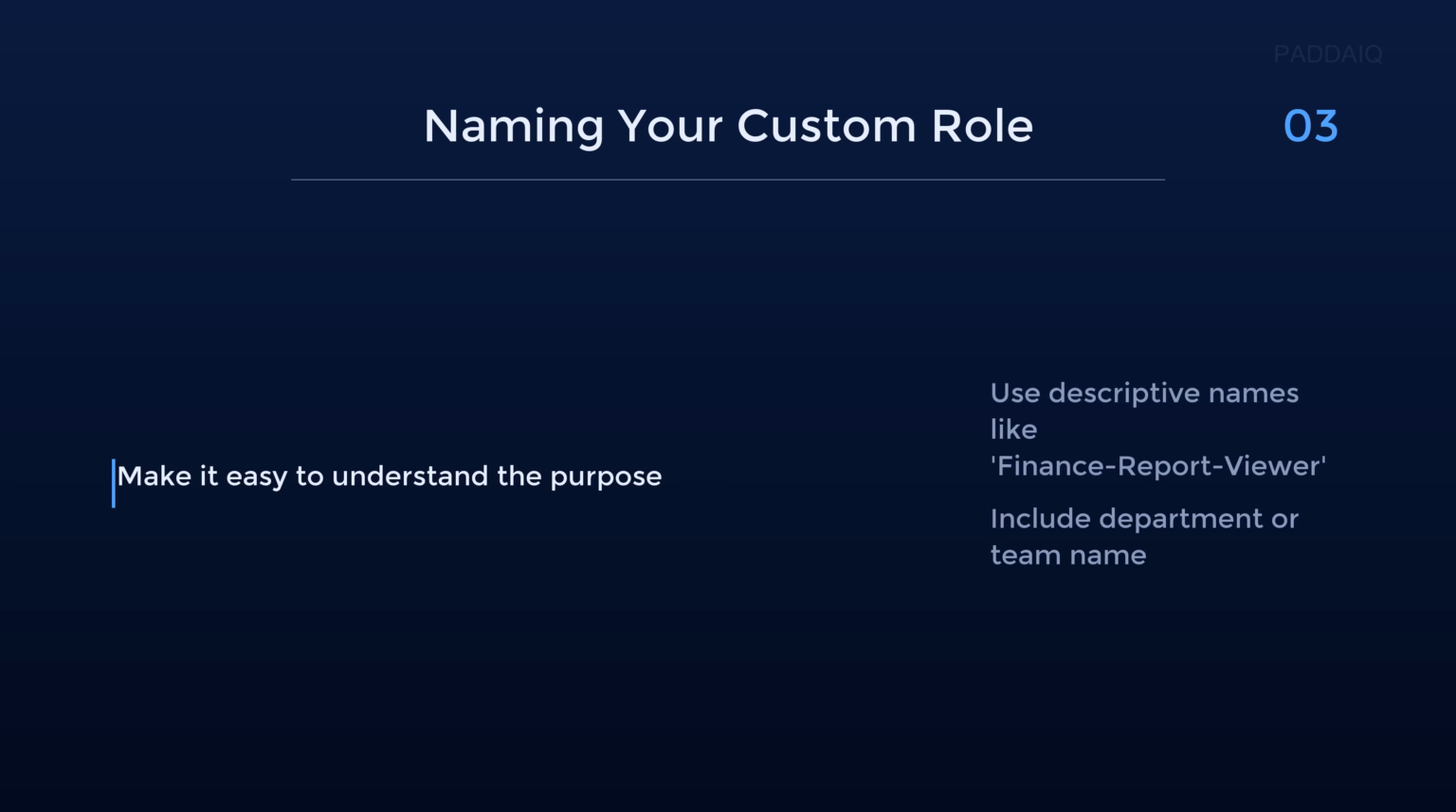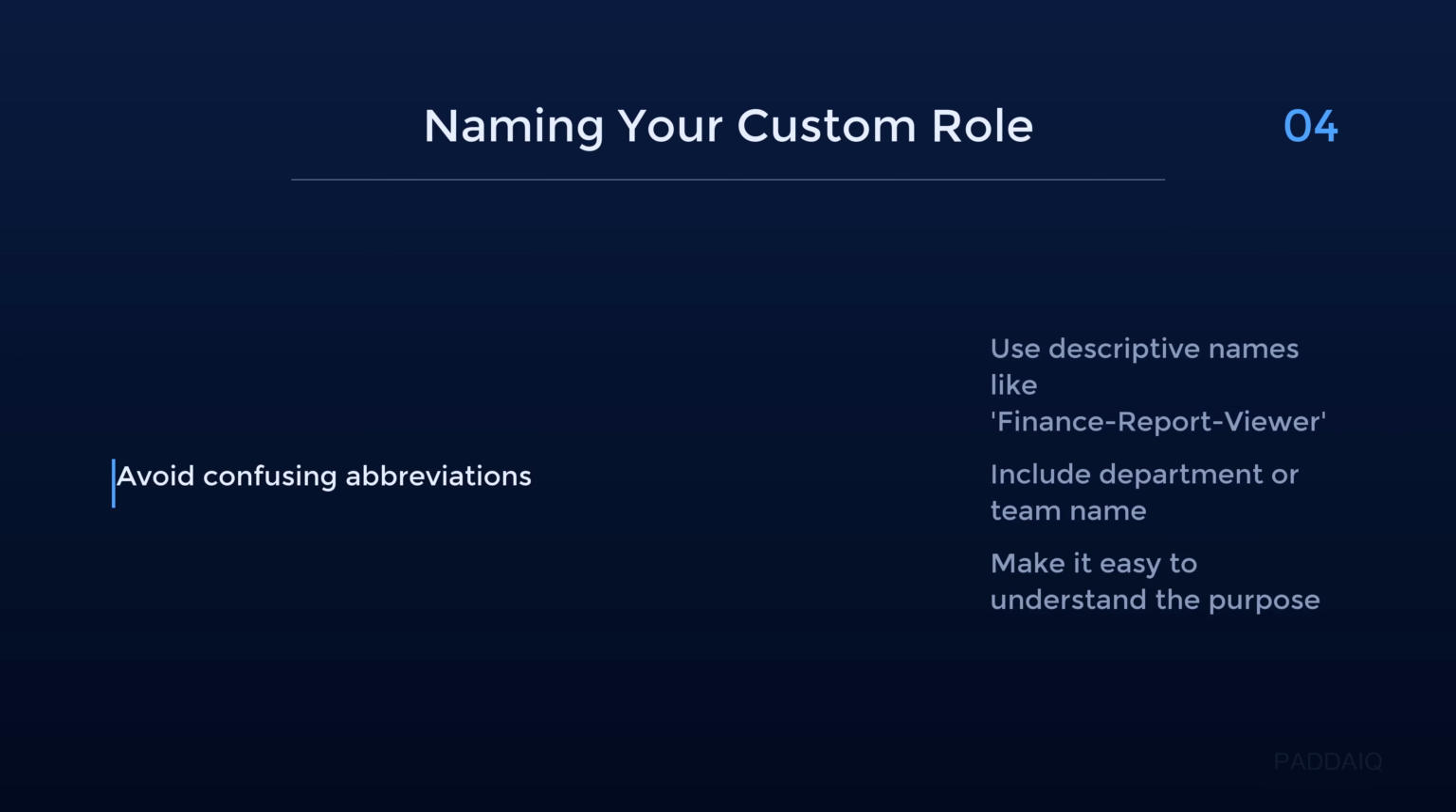Make it easy to understand the purpose. This means the role name should instantly tell administrators what it allows users to do. For instance, name a role Sales Data Viewer instead of a generic role_12. This clarity prevents confusion and ensures the right people are assigned the correct access rights. A clear name simplifies security management significantly.